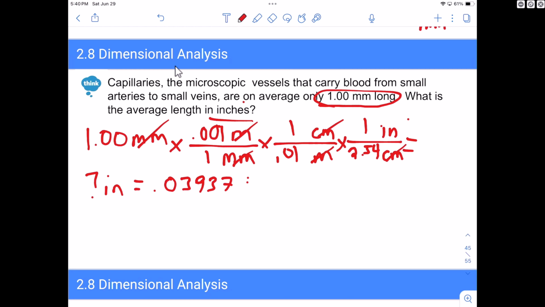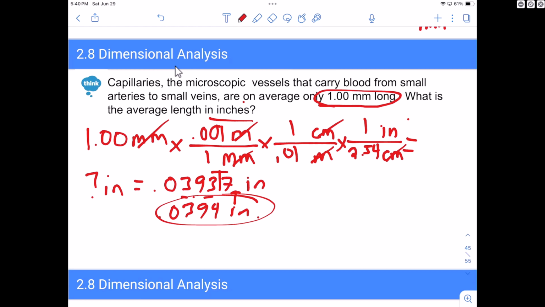0.03937 inches. Remember, we want to round to 3 significant figures here. So that first 0 does not count. So 1, 2, 3. That's going to round up as opposed to down. So 0.0394 inches is your answer here. Okay? So again, it's all about practicing this, taking the time, realizing what you have, where you're going, and then working through the dimensional analysis in order to solve for it.